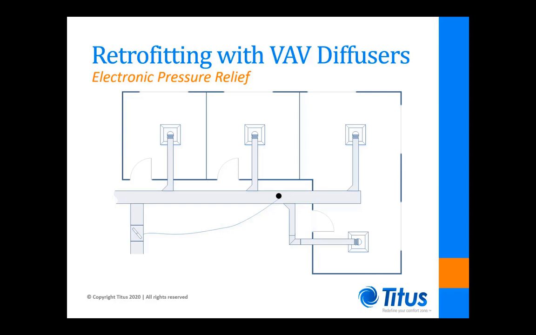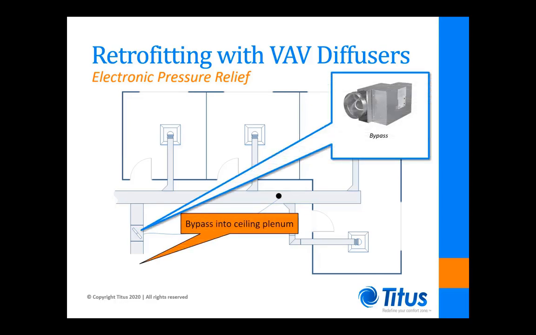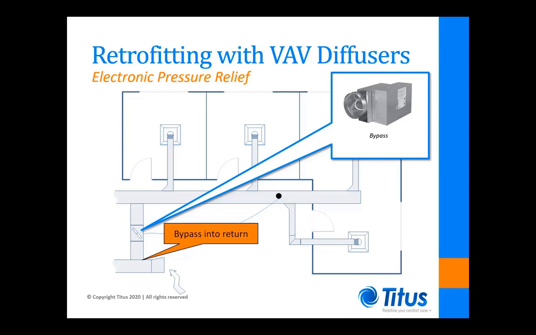Pressure relief can be accomplished using electronic or mechanical dampers. In this example, a pressure control unit is used in the bypass setting. The pressure relief air can be bypassed into the ceiling plenum, or better still, bypassed directly into the return ductwork to save energy and prevent any bypassed air from short-circuiting back into the room via the ceiling transfer grills.